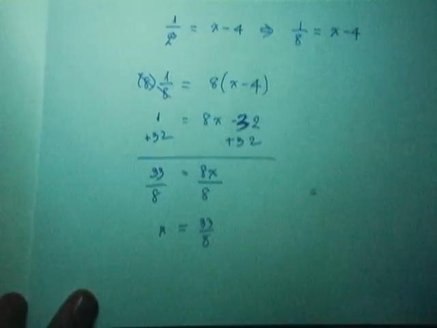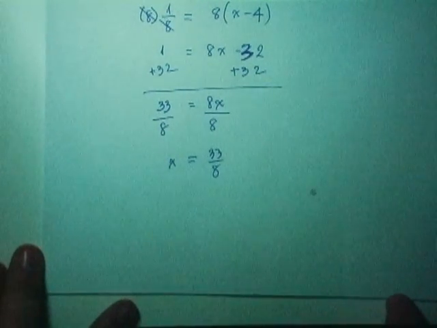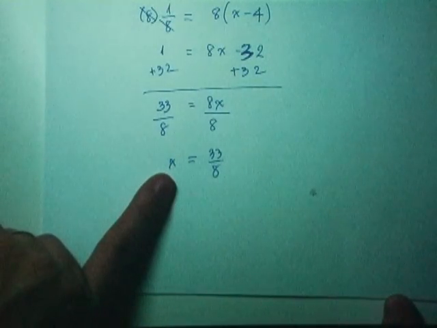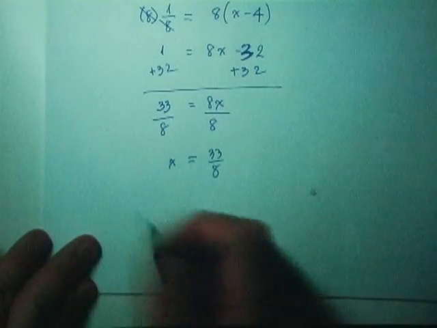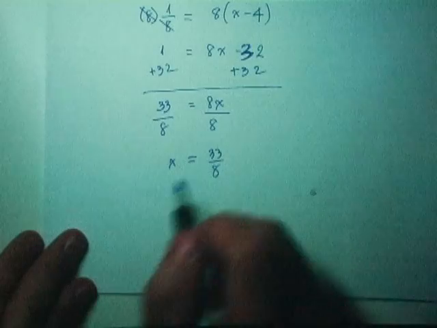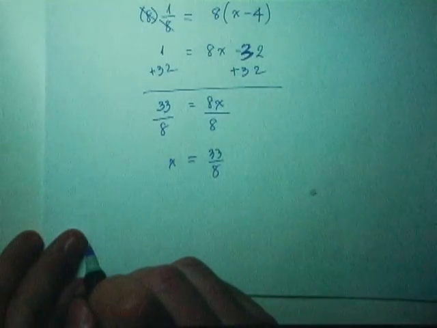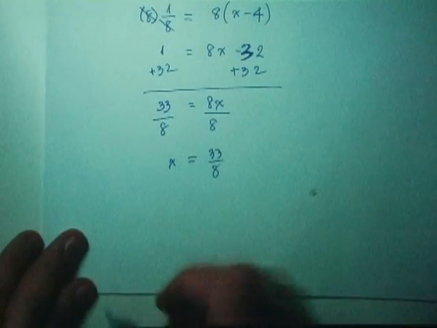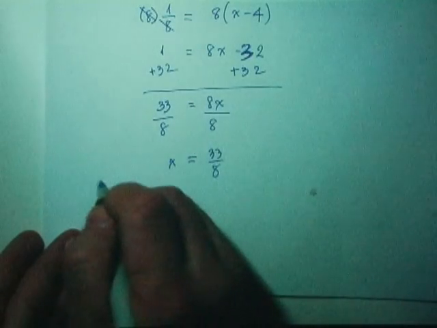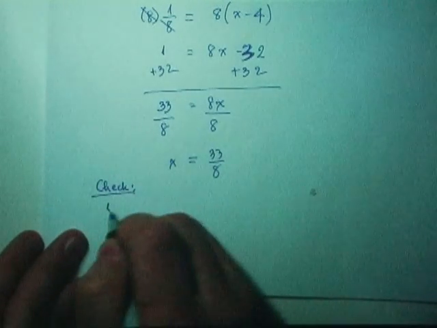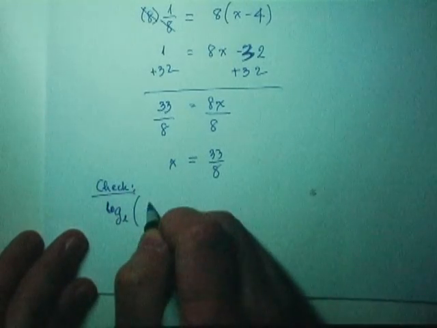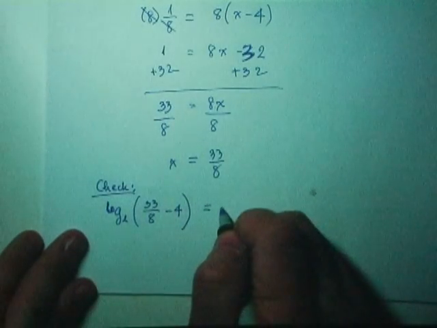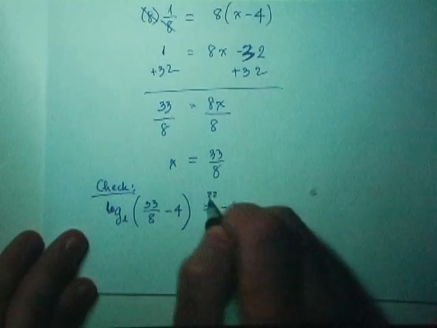Now, once again, keep in mind, we are solving a logarithm equation, so do not forget to check. Don't just rush and circle your answer at this point. You have to check the answer to make sure that the two sides are equal. So what I do here is plug 33 over 8 into my starting equation. Let's see if it's going to work out. I have log base 2 of 33 over 8 minus 4. Is that going to equal negative 3? That's the question. So now let's work it out.